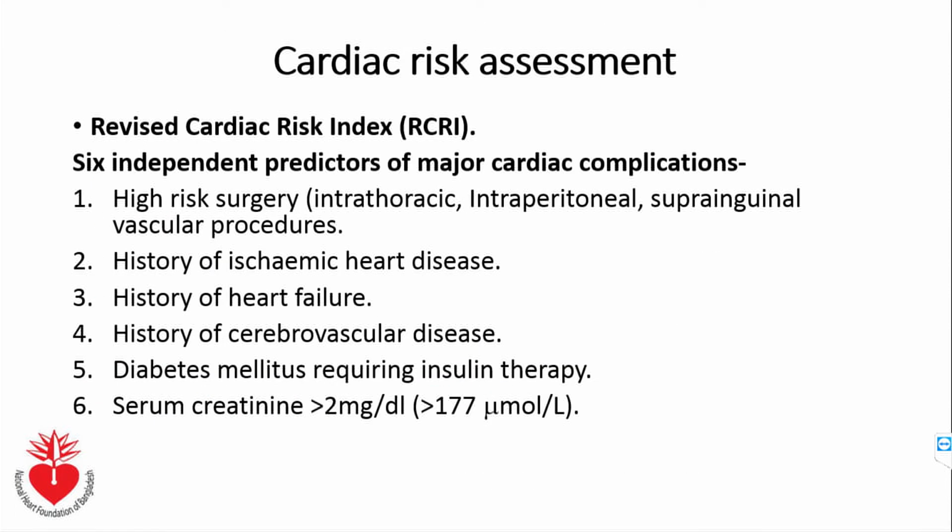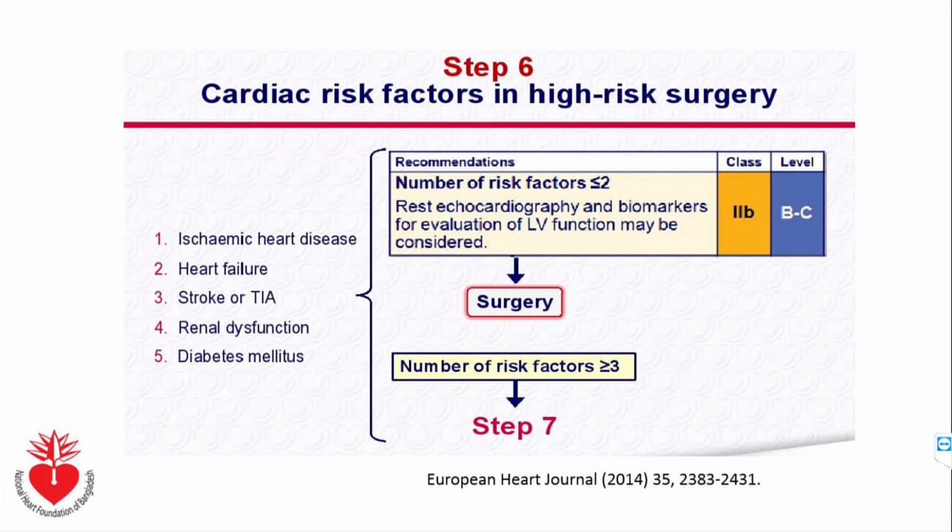This is the recent slide, where one thing is added to these 5 risk factors. This is the revised cardiac risk index. The 5 are the previous clinical features, and one is important. If the patient has high risk surgery, intrathoracic surgery, intraperitoneal surgery, or suprainguinal vascular surgery, then in this patient we should move on to step 6.